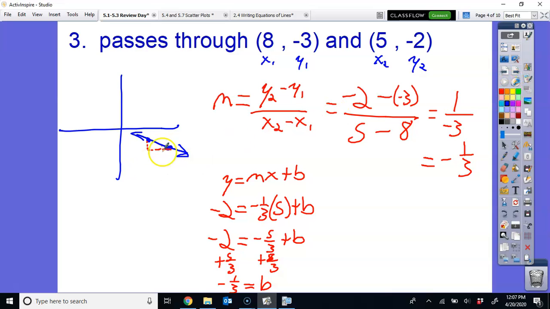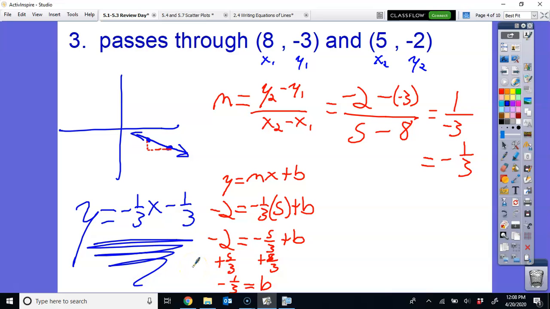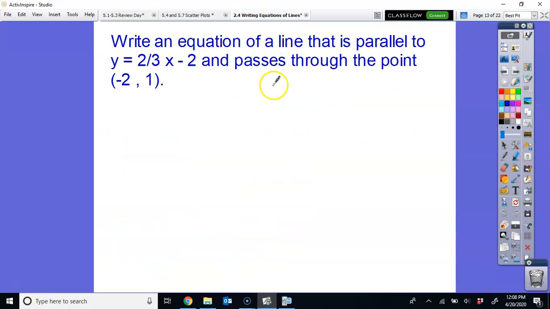So my equation of this line is y equals -1/3 x for my slope and -1/3 for my b. That doesn't always happen where your m and your b are the same thing, but it just happens in this particular problem. So this is what we did before the break. We talked about finding the m and finding the b to find an equation of a line. So specifically, we're going to go into what that looks like when we're looking at parallel and perpendicular. Let's do that a couple more times. And then we're going to do a couple little word problems too.